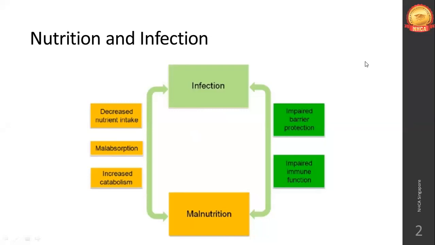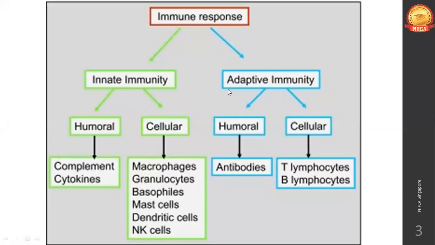So I have explained how infection and malnourishment are interrelated. Prolonged infection will lead to malnourishment. Prolonged malnourishment will lead to infection, easy access to infections. So immunity has two types: innate and adaptive. You are born with innate immunity, you acquire adaptive immunity over a period of time. That is the key difference.